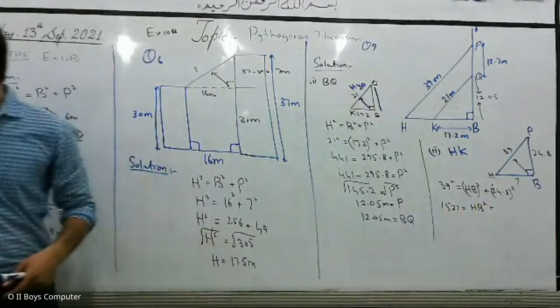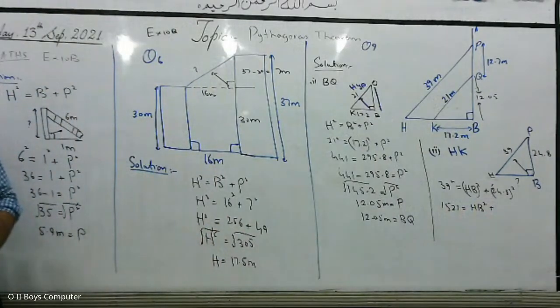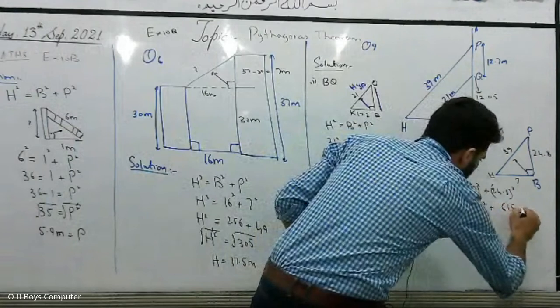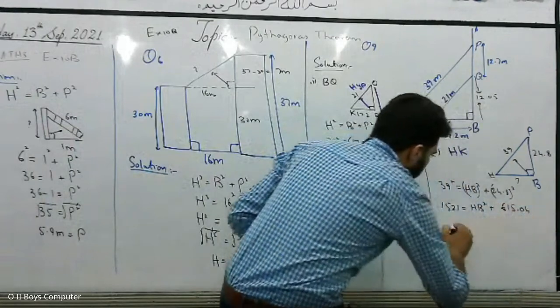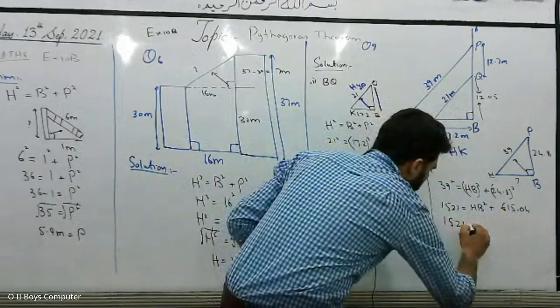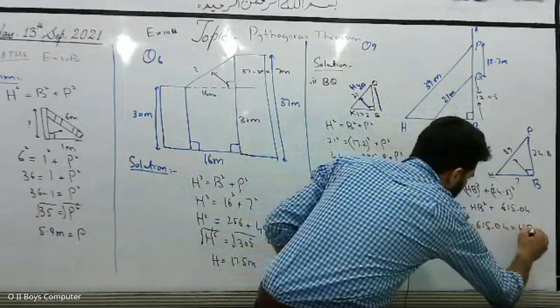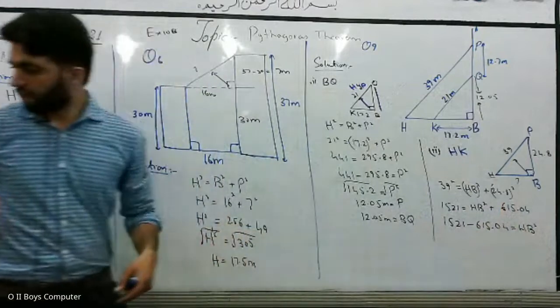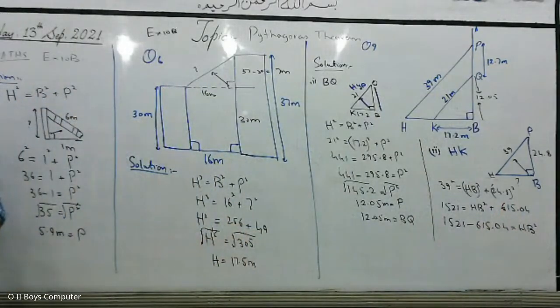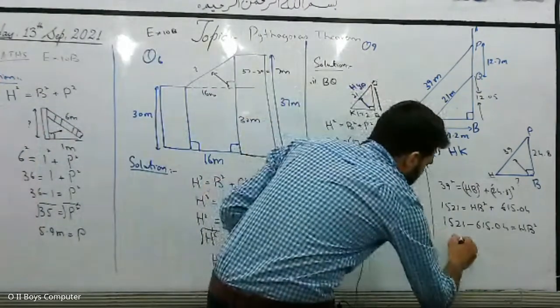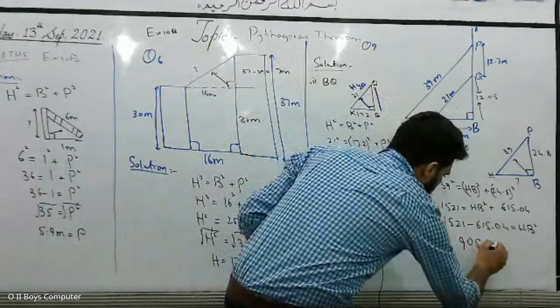The square of 24.8 is 615.04, right? Subtract 1521 minus 615.04. That is 905.96.